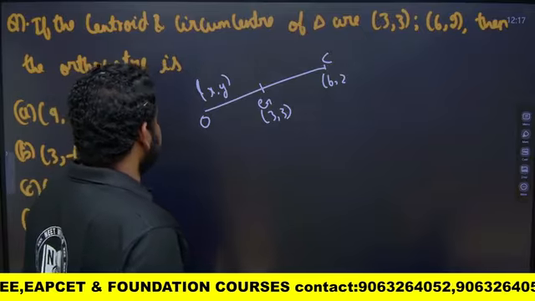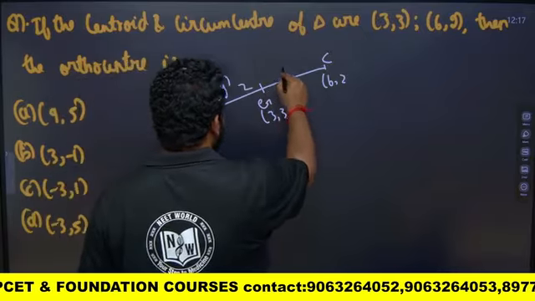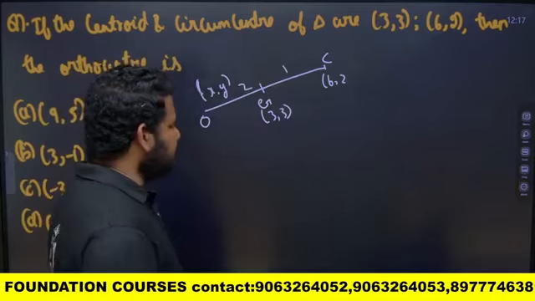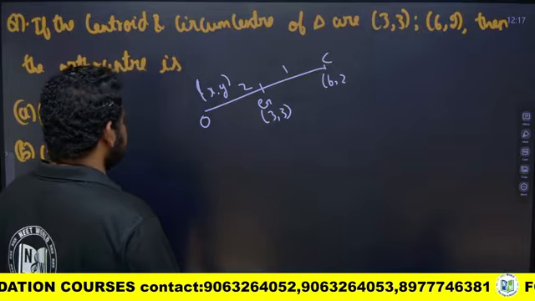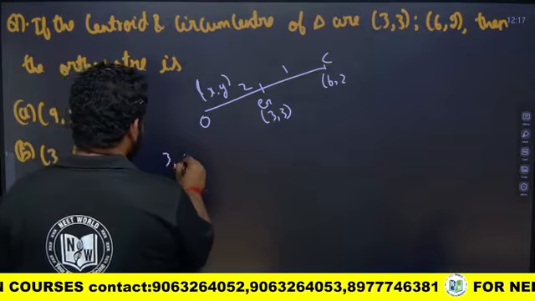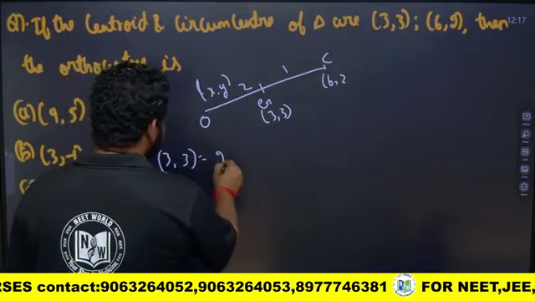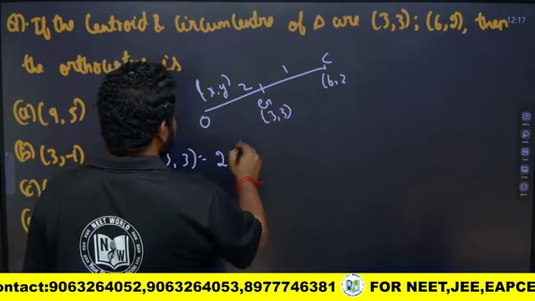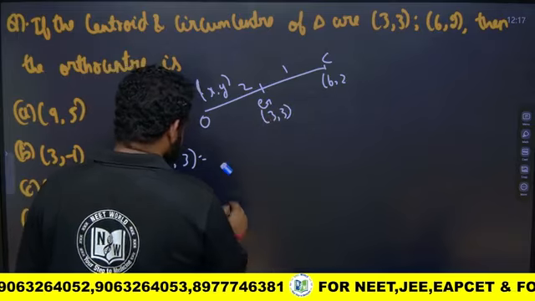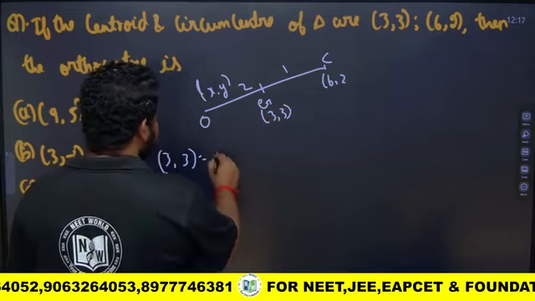The centroid divides the orthocenter and circumcenter in the ratio 2:1. We can use the section formula and find it out easily. So 3,3 is equal to 2 times 6, that is 2 6s are 12.